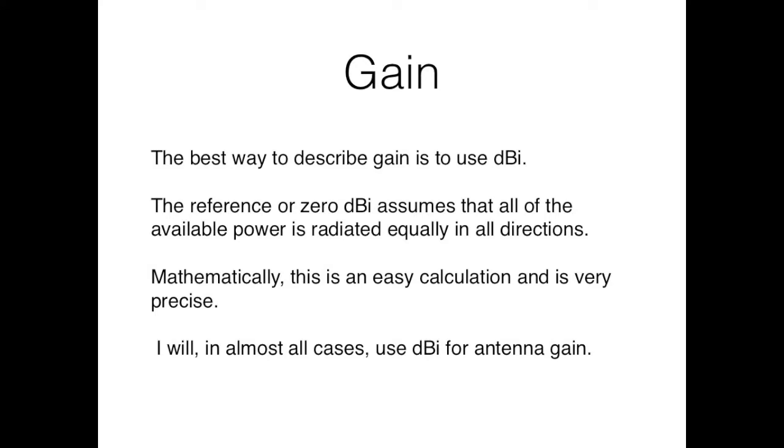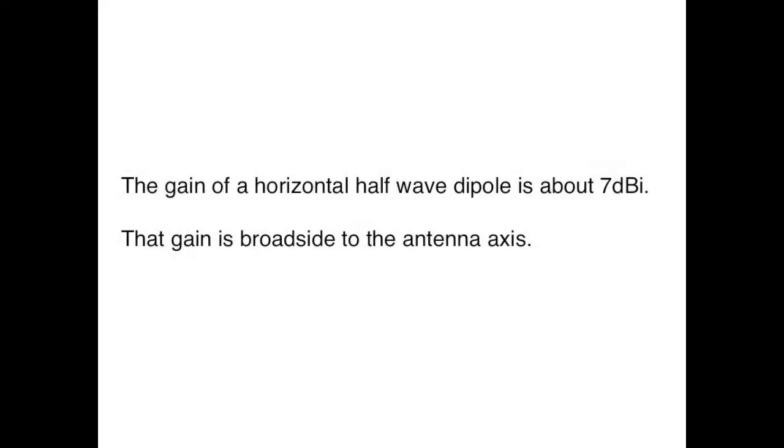The reference, or 0 dBi, assumes that all of the available power is radiated equally in all directions. Mathematically, this is an easy calculation and is very precise. I will in almost all cases use dBi when comparing antenna gain. The gain of a horizontal half-wave dipole is about 7 dBi. That gain is broadside to the antenna axis.